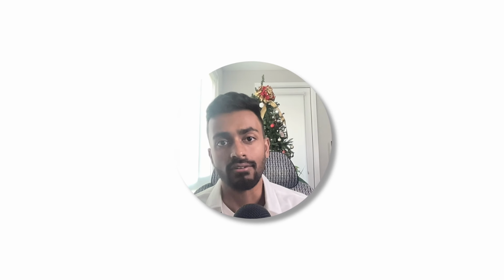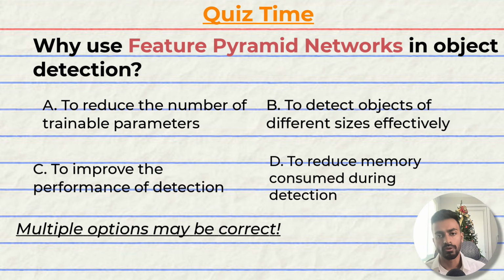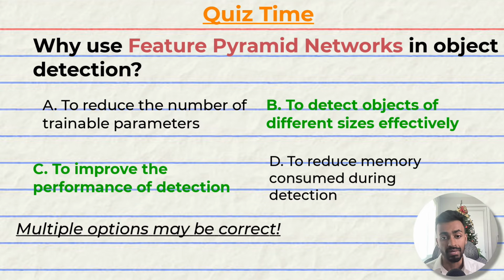Quiz time. Have you been paying attention? Let's quiz you to find out. Why use feature pyramid networks in object detection? A, to reduce the number of trainable parameters. B, to detect objects of different sizes in images effectively. C, to improve the performance of detection. Or D, to reduce memory consumption of detection. I'll give you a few seconds to answer this question. The correct options are B and C.